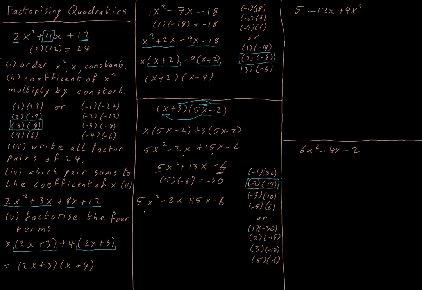Minus 6. Take out your common factor. So first two terms, second two terms. And I'll write that out for you. And when we do our factorization of our four terms, we see we get back to the start. This x plus 3 multiplied by 5x minus 2.